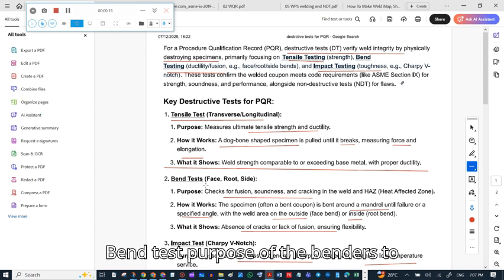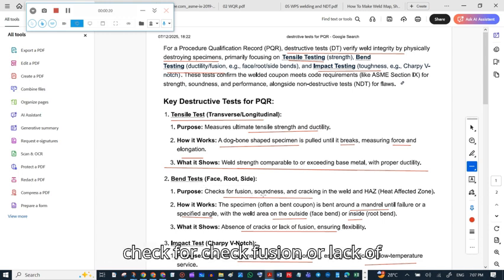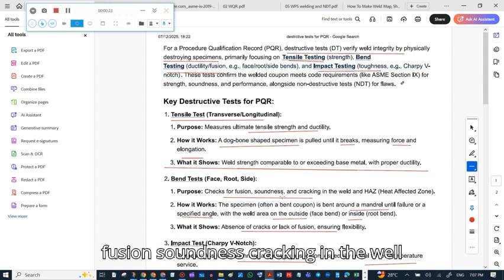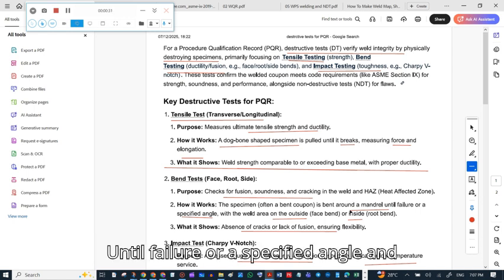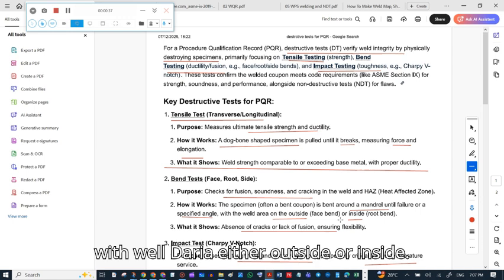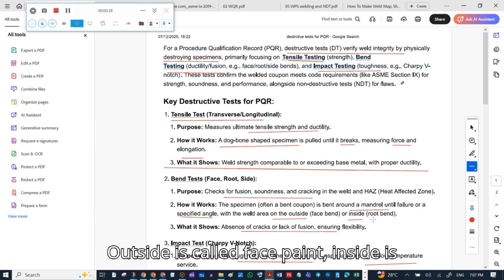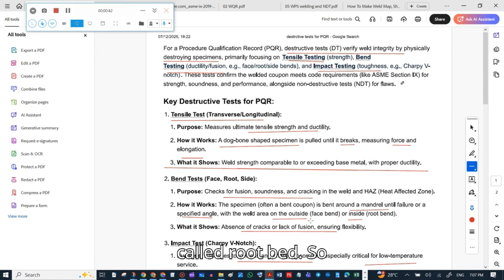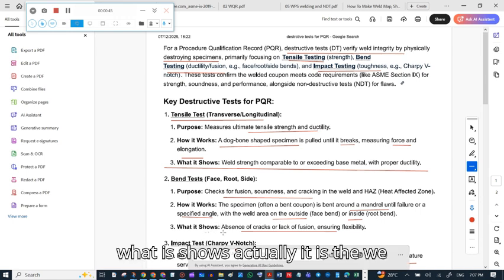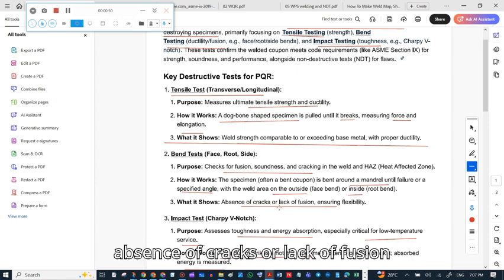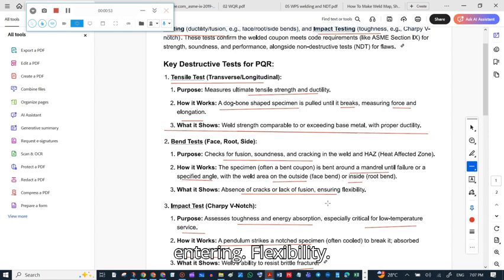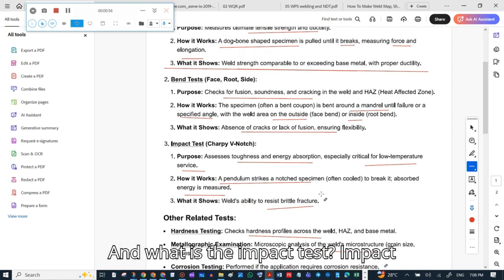bend test. Purpose of the bend test is to check fusion or lack of fusion, soundness, cracking in the weld and the heat affected zone. So it is bent around a mandrel until failure or a specified angle, with weld area either outside or inside. Outside is called face bend, inside is called root bend. So what it shows actually, we are checking absence of cracks or lack of fusions, ensuring flexibility.